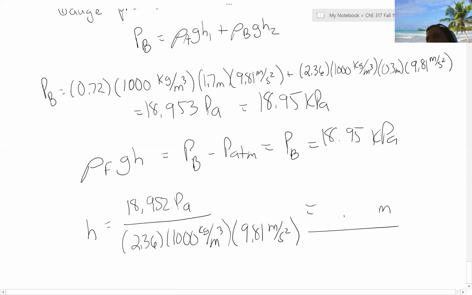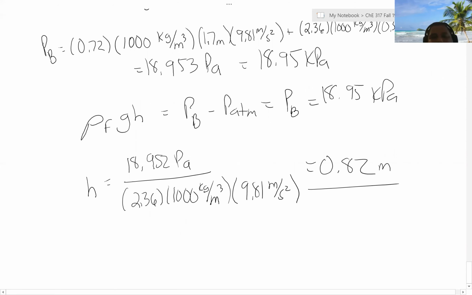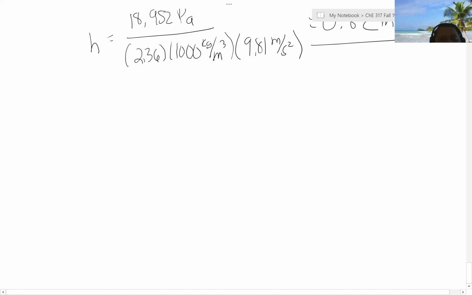Which means you're gonna have a much higher rise off of the manometer, about 0.82 meters. Okay, well, thank you for that. All right, any questions on that?